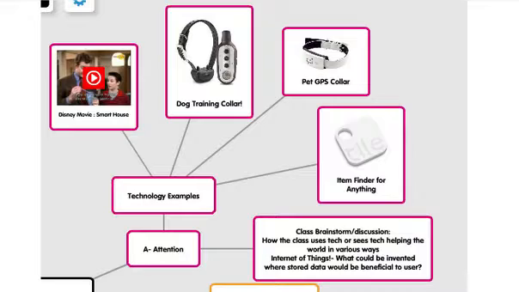I use the ARCS model, so for A, which stands for attention, I wanted to motivate the kids with things they can relate to. I think it's really important to show some specific examples of some cool IoTs, so I included some tech for pets.